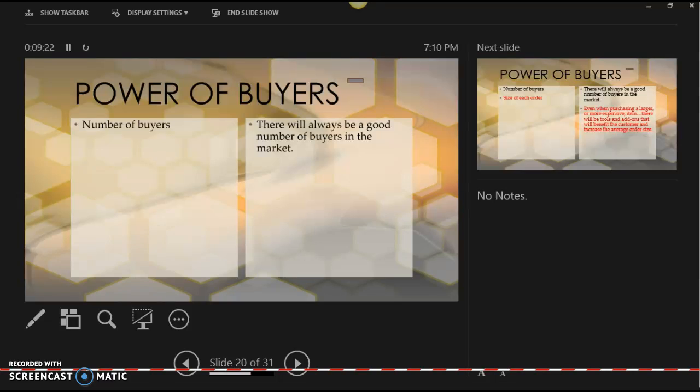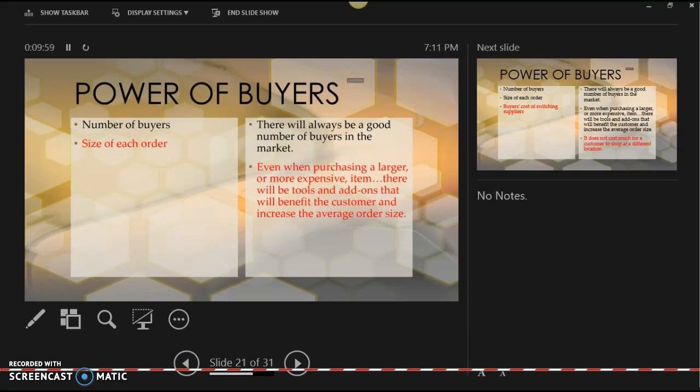Power of the buyers. There's always going to be a good number of buyers in the market, so I don't think I'm going to have to worry about how many people are going to come into the store. This store can cater to people from the ages of 4 or 5 all the way up to 80 or 90. Just depends on who's doing what kind of project. And then, the ones that we really want to target are the people who make money on their own and are coming in and spending it.